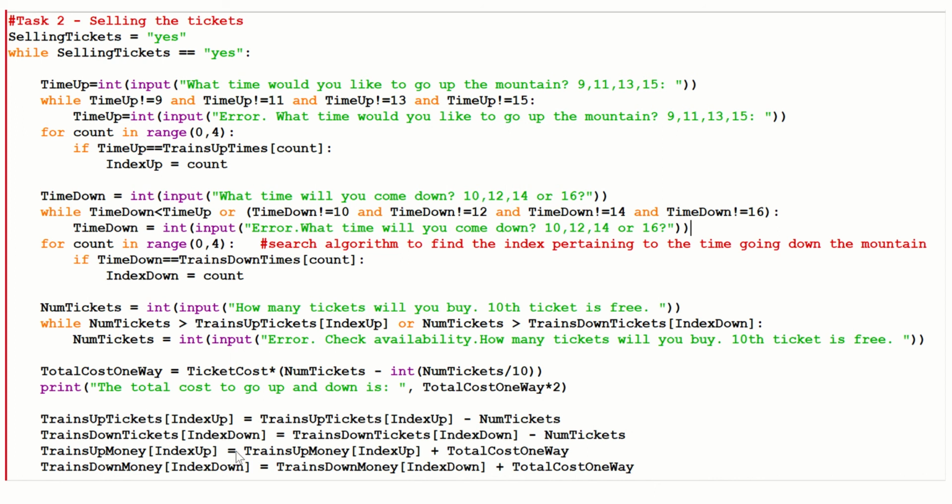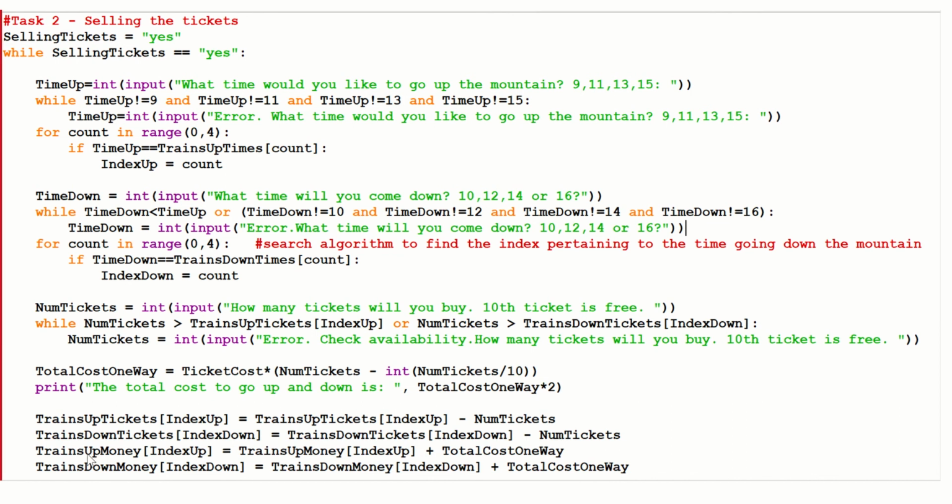Okay, and the money would increase, the total money collected. Initially, that position would be 0. Index up was 2, so position 2 in the array would be 0, and then we would add the total cost one way. And we're also adding the total cost for one way to the down. So one cost of going up and the other cost of going down.